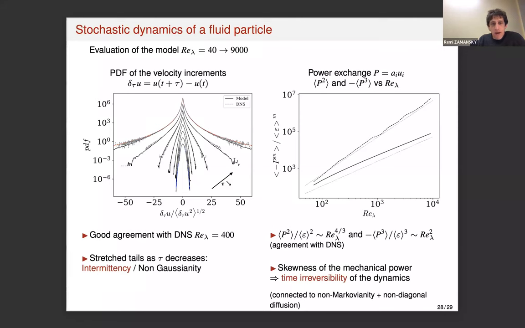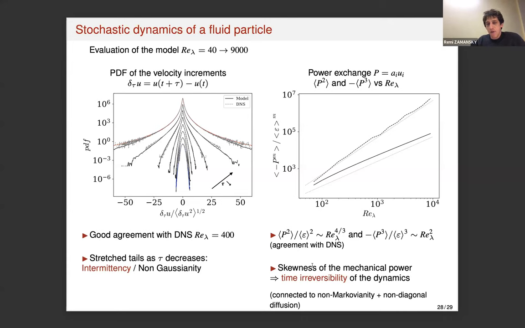And so in black here, this is the statistics obtained by the model, and in gray here is the statistics you obtain for DNS at Reynolds number 400, so the largest DNS I had at hand. And we can see a fairly good agreement between the two.